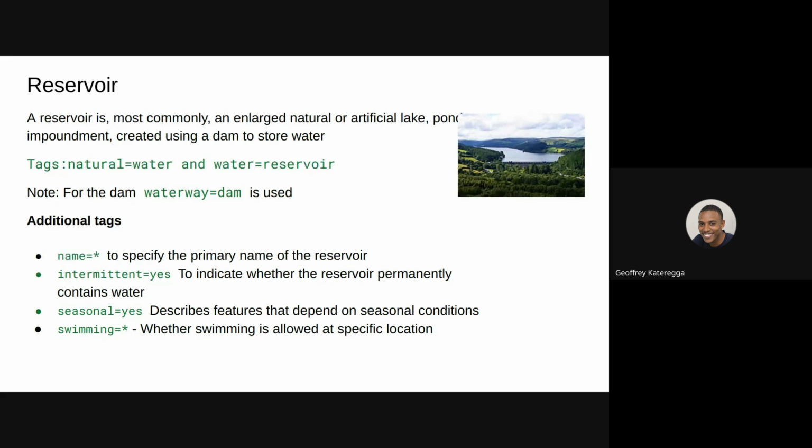The additional tags we would use on a reservoir would be, of course, the name of the reservoir if it has a name, and intermittent yes, to indicate whether the reservoir permanently contains water or not. And also we would use seasonal yes to indicate that it depends on seasonal conditions.